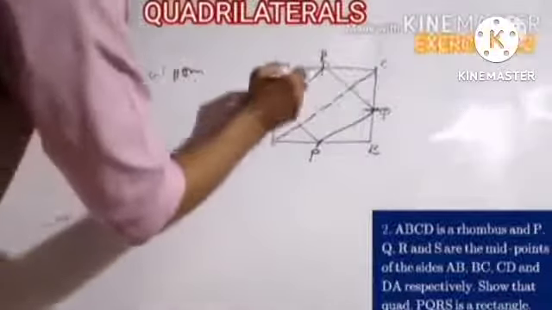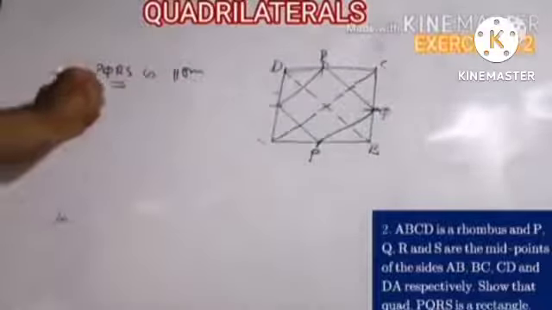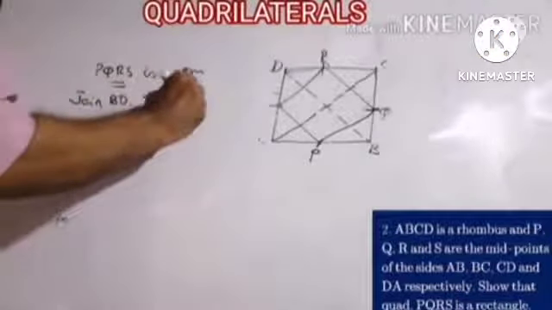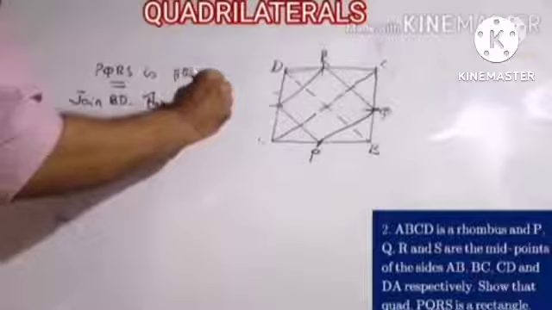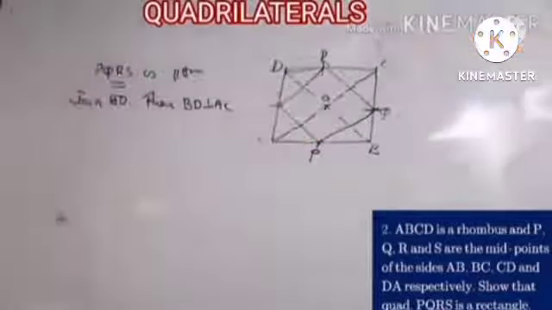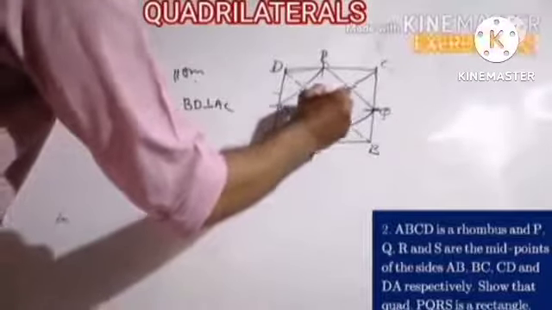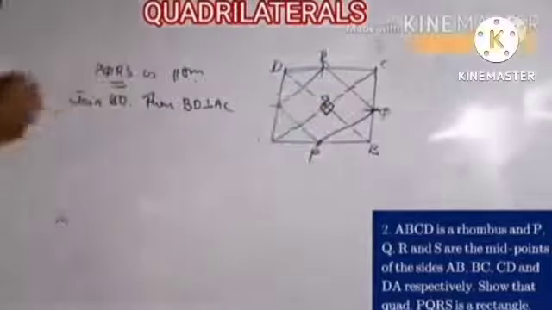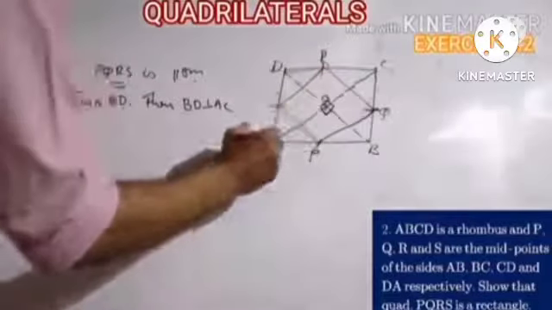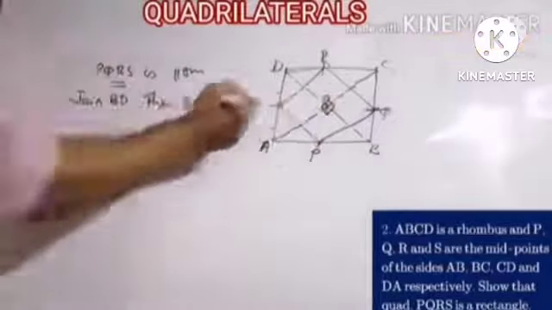So to get that, join BD. First start with join AC. Now join BD. BD perpendicular AC. Let them meet at O. Okay. So this is a right angle. The perpendicular bisector. So OB equal to OD, OC equal to OA. Okay. Also bisect.